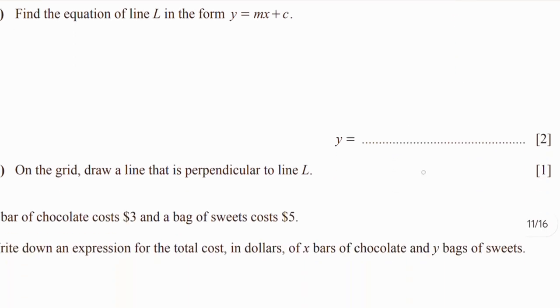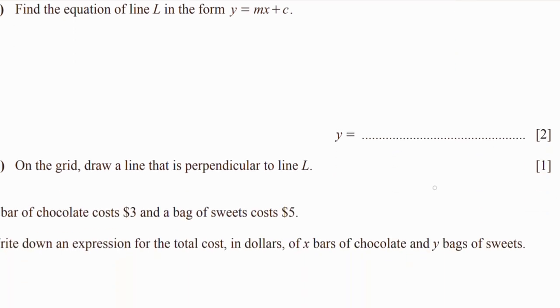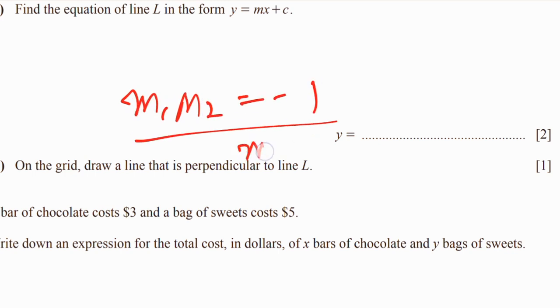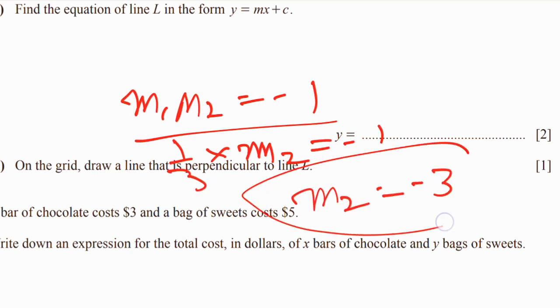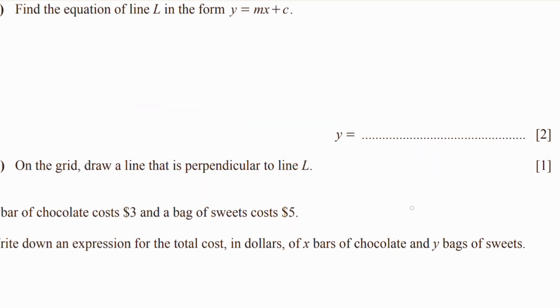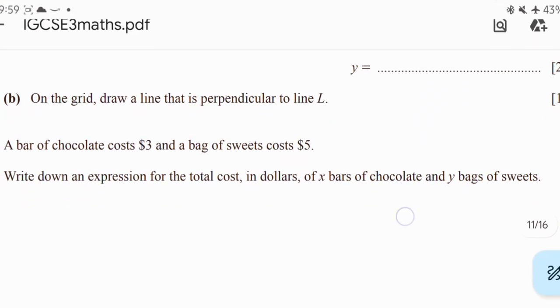On the grid, draw a line that is perpendicular to line L. So we have a slope m1, and m1 times m2 is equal to minus 1 for perpendicular lines. So m2 times 1 over 3 is equal to minus 1, or m2 is what? Minus 3. So we just take minus 3 as the slope for the perpendicular. Okay, so you can draw it.